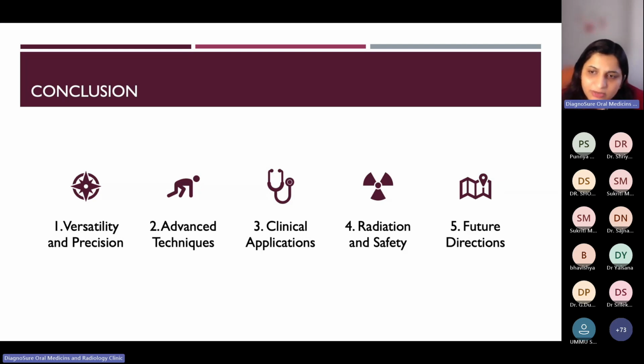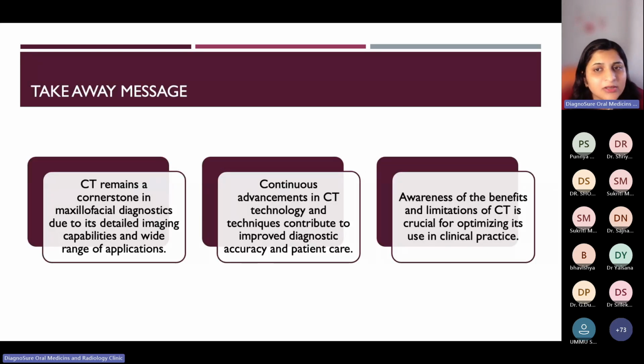Future direction: new technology including enhanced AI will enhance CT's diagnostic capabilities and will expand its use in the near future. So the takeaway message: CT remains a cornerstone in maxillofacial diagnostics due to its detailed imaging capabilities and wide range of applications. Continuous advancements in CT technology and techniques contribute to improved diagnostic accuracy and patient care. And awareness of the benefits and limitations of CT is crucial for optimizing its use in clinical practice.